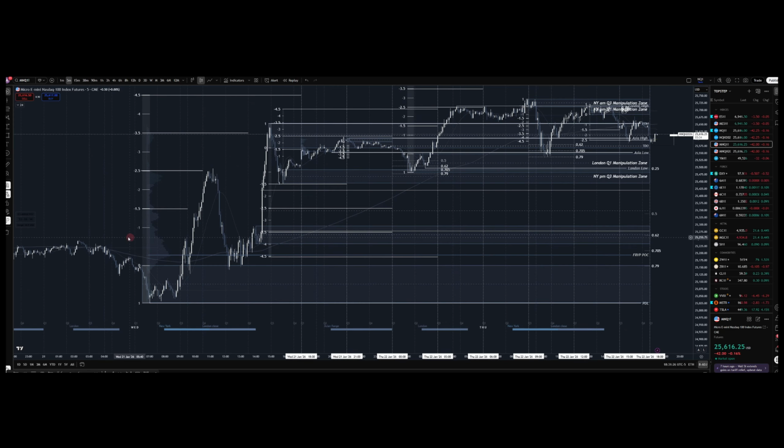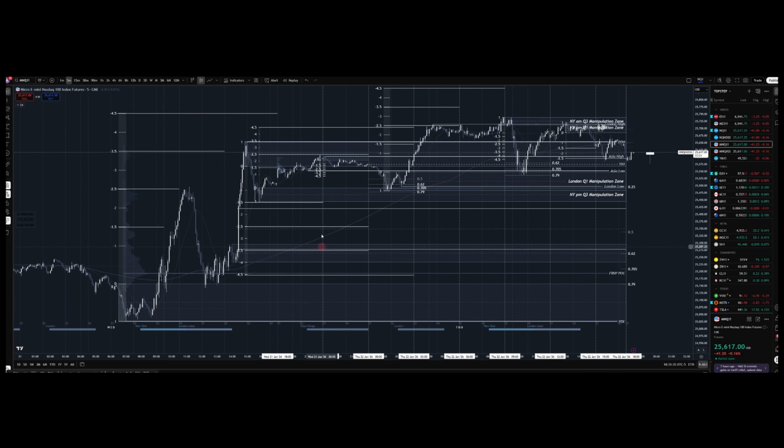So we started the day, we had our previous day New York PM manipulation down here with our PDL. And then, sorry, that was our AM manipulation zone that we had our standard deviations drawn from. Draw that SD 4.5 all the way across as well.